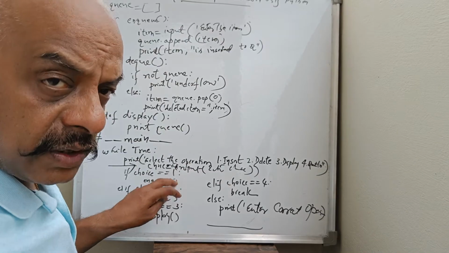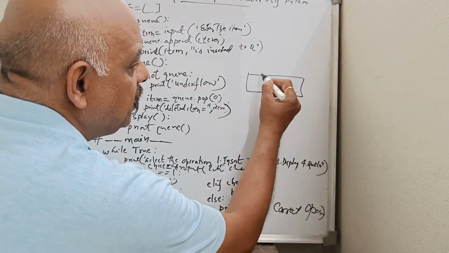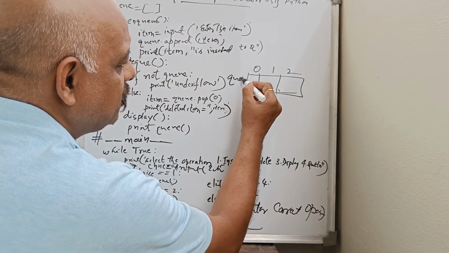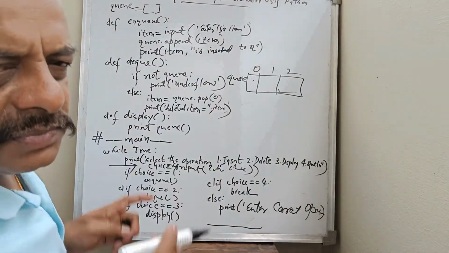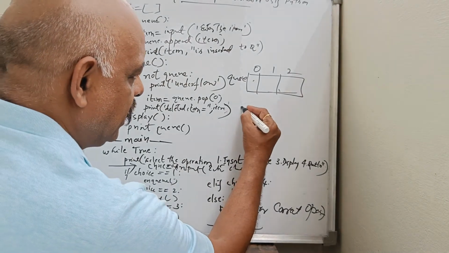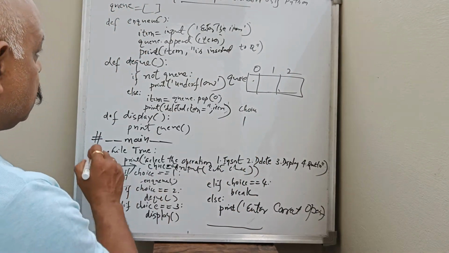If choice is equal to 1, for example, I have a queue like this. Assuming there are 0, 1, 2, so 3 elements or whatever it is. Now I'm taking only 3 elements. If I type choice 1, then the enqueue operation goes here.